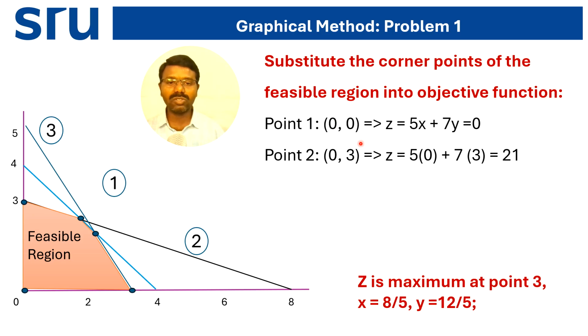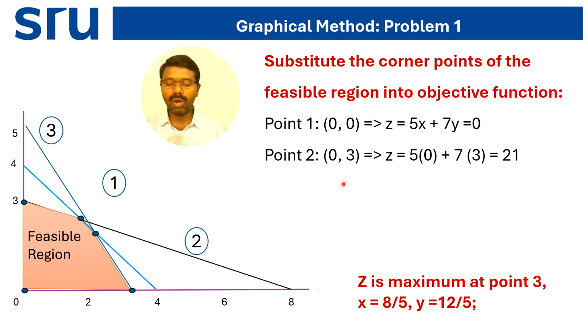So now point 1 is 0 comma 0. Now you substitute this x comma y value. So x is 0 and y also 0, these two x comma y values in the objective function. So the objective function z is equal to 5x plus 7y. In this if you substitute 0 comma 0, it will become 0. And now the point 2 you substitute in z. The point 2 is 0 comma 3. So if you substitute 5 into 0 plus 7 into y which is 3, it becomes 21.